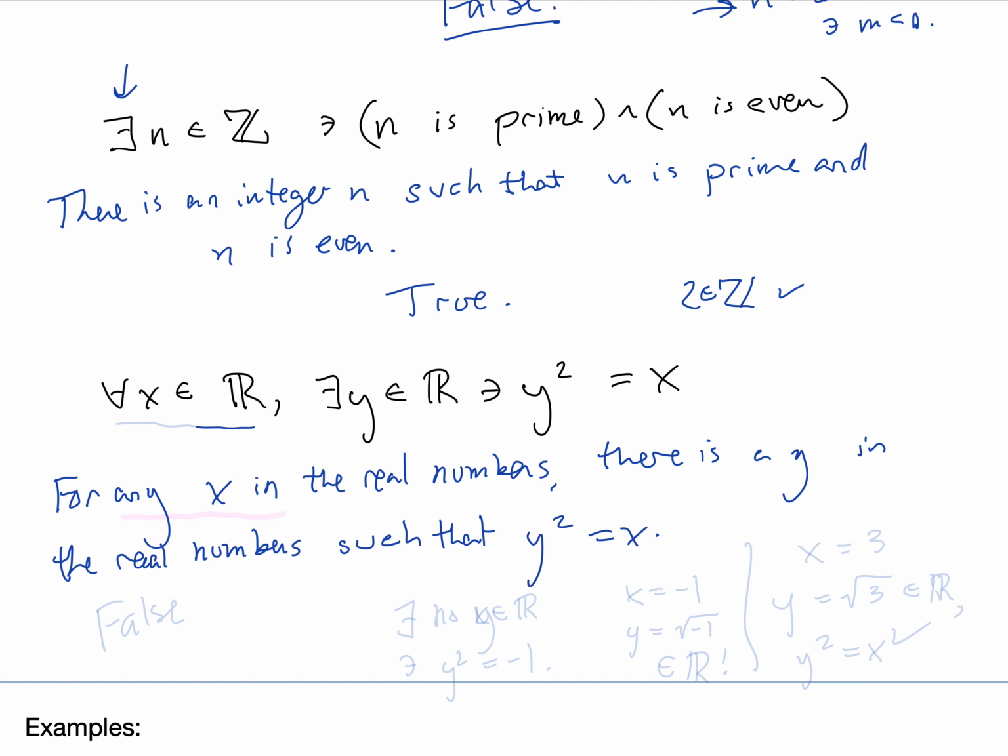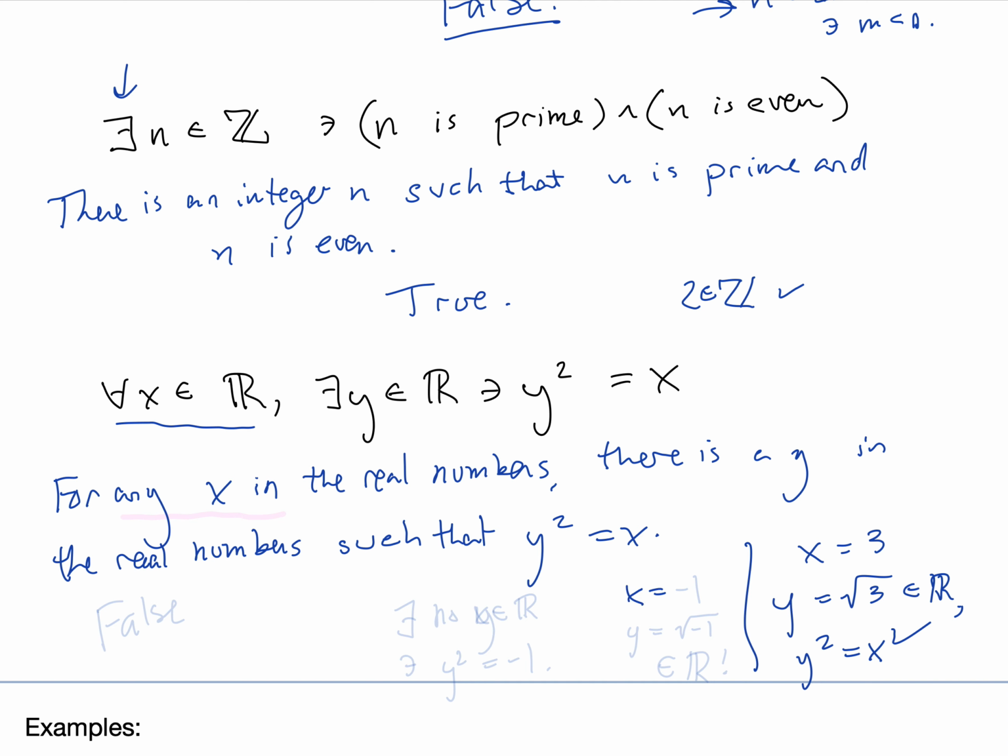So is that a true statement? For any x in the real numbers, there is some y in the real numbers such that y squared equals x. Well, let's see. We're starting with for any x in R. So let's say x is equal to 3. Then y equals square root of 3 is in the real numbers, and y squared equals x. Great.